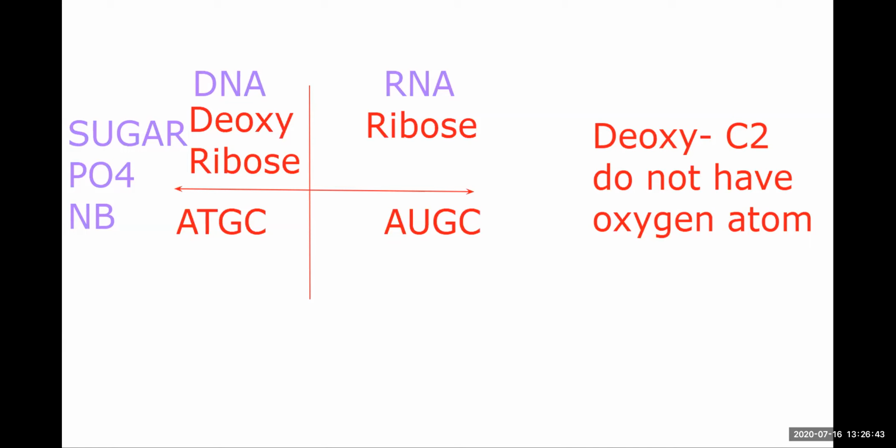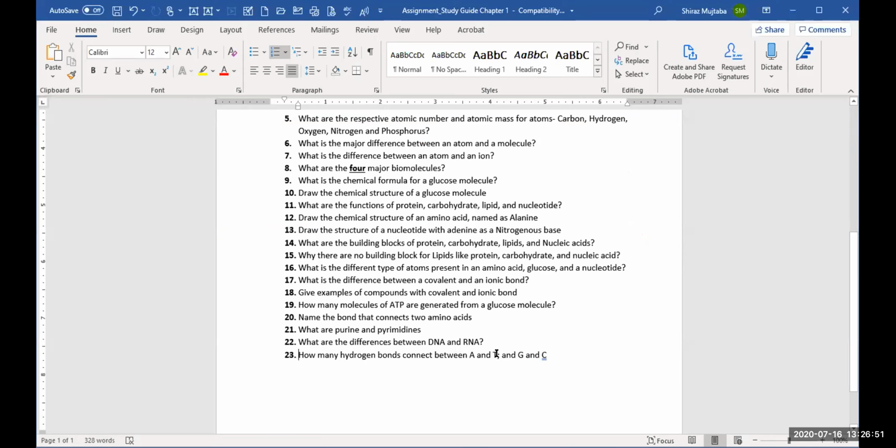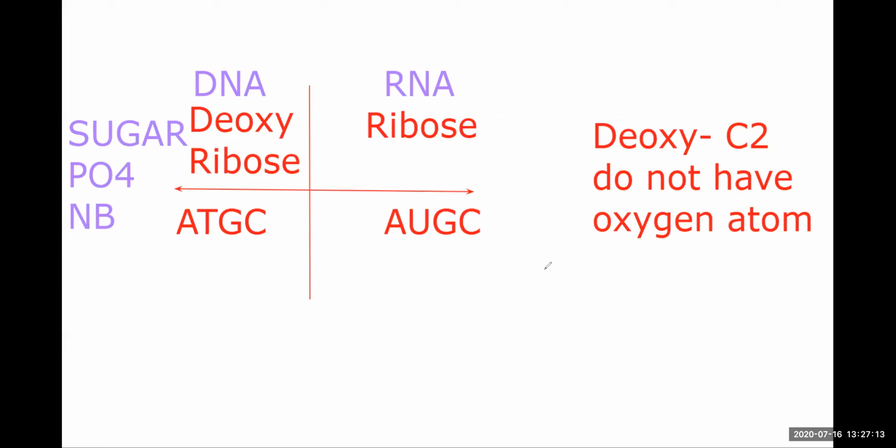And then what was the next question? The last question was how many hydrogen bonds between A and T? A and T stand for adenine and thymine. The number of hydrogen bonds between A and T is 2, double. And the number of hydrogen bonds between G and C, guanine and cytosine, is 3. So this takes care of all the questions.